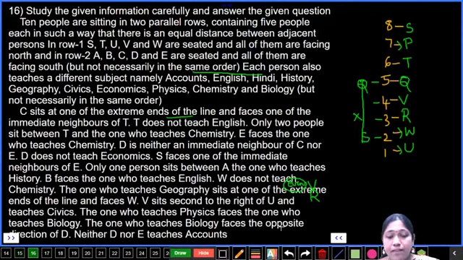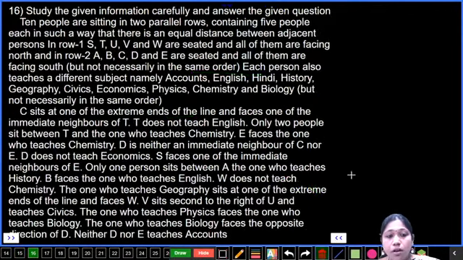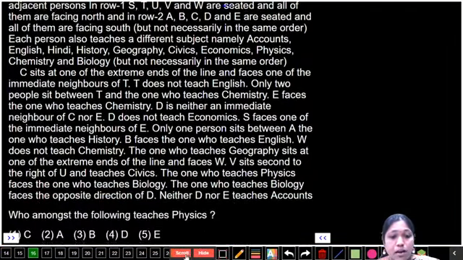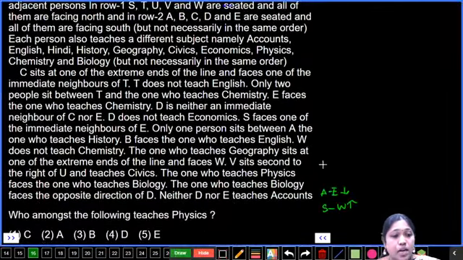And then again we are having a puzzle. What is given here is there are 10 people sitting in 2 parallel rows. So all the members who are sitting in row 1 are facing north. That means from S to W the persons are facing north, and the second row starting from A to E are facing south. Every person should be allocated with different subjects also. So 10 members, 10 subjects. We'll start with the conditions.